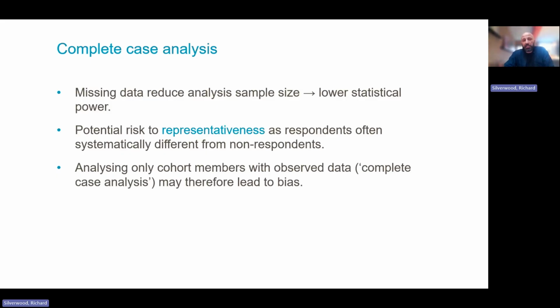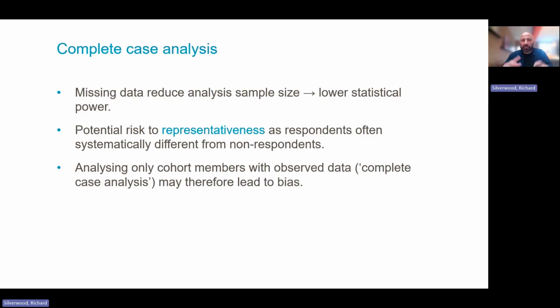And when you have missing data, it reduces the analysis sample size that you have, so there's lower statistical power. But a more important risk here is the potential for issues of representativeness. So we know from work in our cohorts and elsewhere over many decades that respondents to this type of survey will often systematically differ from the non-respondents in a number of potentially important ways. So if you were to conduct what might be called a complete case analysis, so analyzing just those cohort members with observed data, then that might lead to bias.